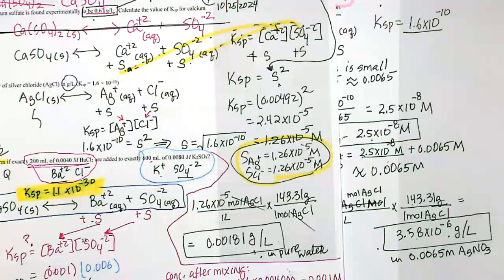So the common ion will suppress ionization. That's what you want to think about when you think about the common ion. It suppresses ionization, it suppresses the solubility. So more goes into the solid.